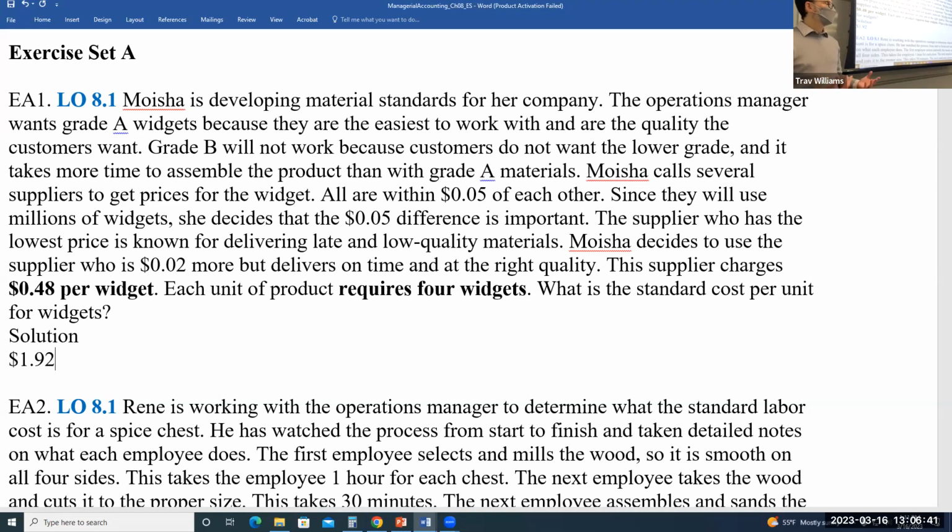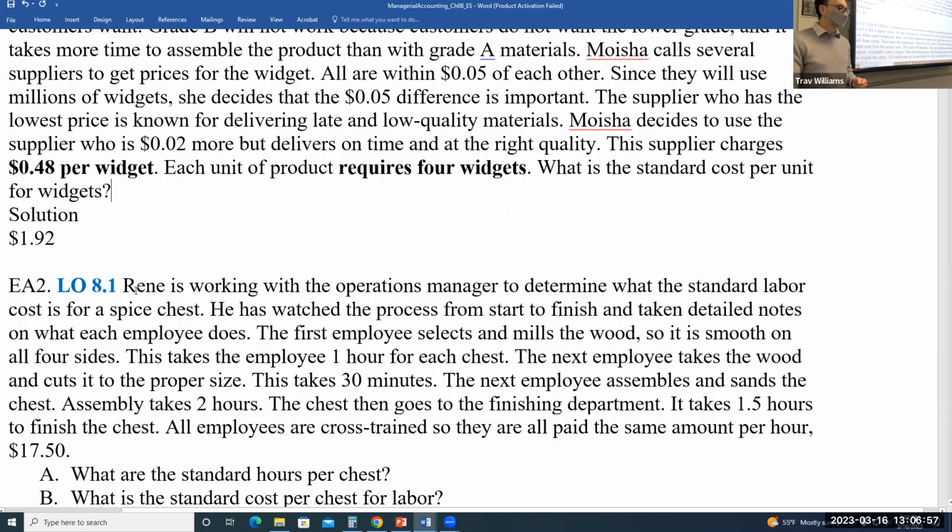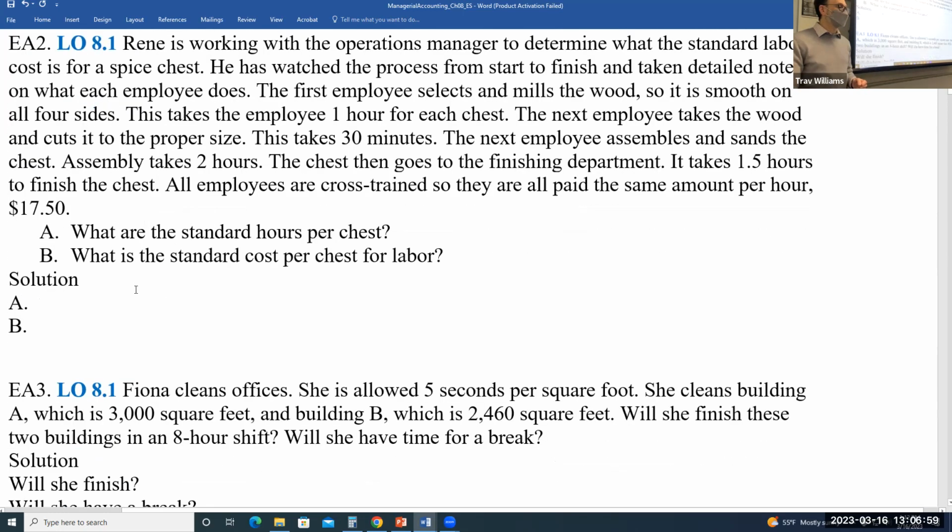So each unit that we're making is going to have $1.92 of materials costs for widgets, whatever widgets are. I'm not even sure. It's some sort of a mechanical thing, but doesn't really matter. So that's all we had to do on number 1. That was pretty easy. Let's go ahead and move on. Okay, this one's named after you, Renee.